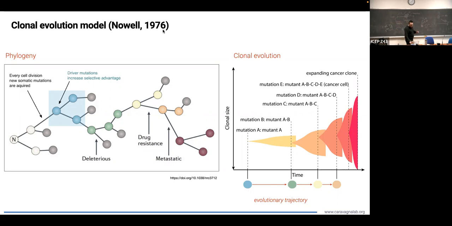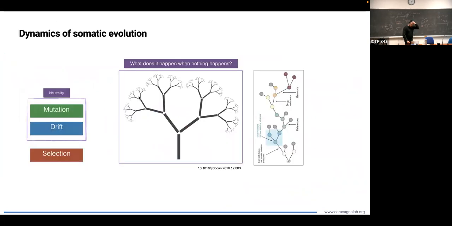And by the way, we have been thinking about this model since 1976, by this British scientist, Nowell, and this is called the clonal evolution model by Peter Nowell. I think it was called Peter, yeah. So the dynamics of cancer evolution need to be discussed now.